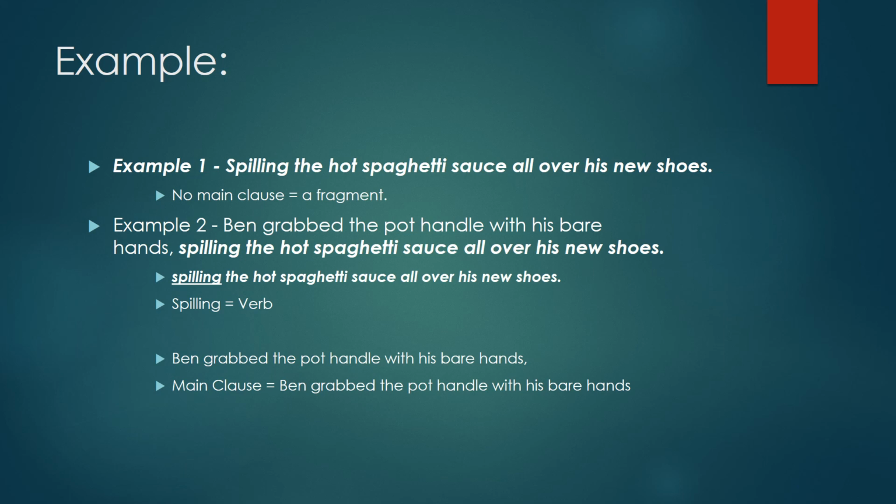We can easily find, first we have to see the verb is there, spilling, then we'll look for the main clause or the subject in the sentence, which could be seen in the first part of the sentence, Ben grabbed the pot handle with his bare hands. So we can easily say that example 2 is a complete sentence.